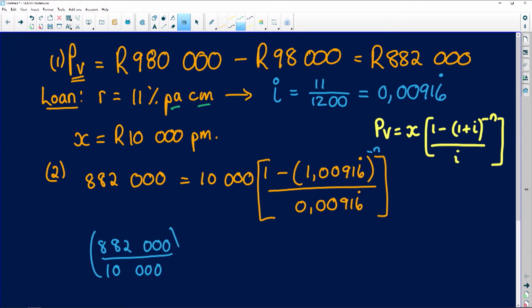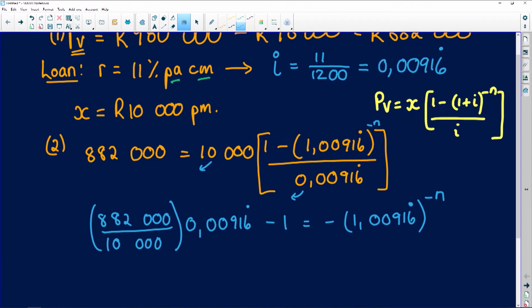Okay, then I'm going to multiply this across. Remember, this is now here. This I'm going to multiply across: 0,00916 recurring. And then what's left on the other side is the top of this formula. So this 1 is going to become a minus 1. And that is going to equal minus 1,00916 recurring to the power of minus n.